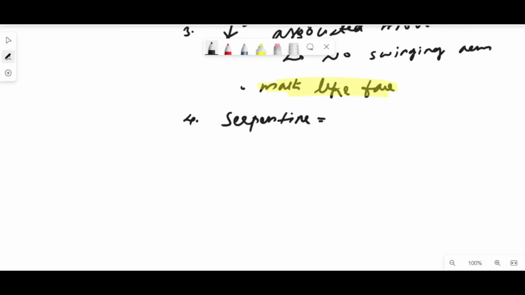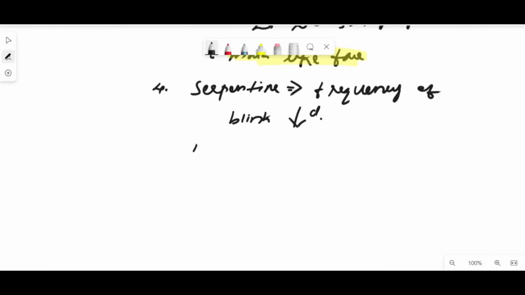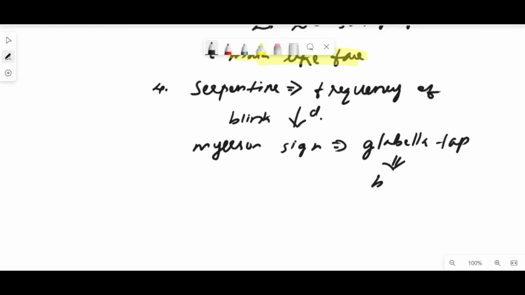Then another hypokinetic feature is serpentine stare, that is, the frequency of blinking is reduced. And a clinical sign called Myerson sign is elicited. That is, while tapping on the glabella continuously, a blink response is seen. So that is Myerson sign. These are the hypokinetic movements in Parkinsonism.